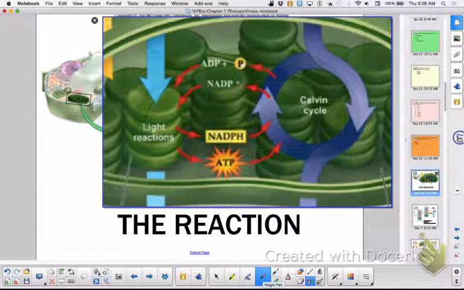NADP is now headed over to the Calvin cycle. It's going to drop off the hydrogens it picked up. It actually picks up a pair of electrons and one stabilizing hydrogen atom, and then it's going to drop those off at CO2.